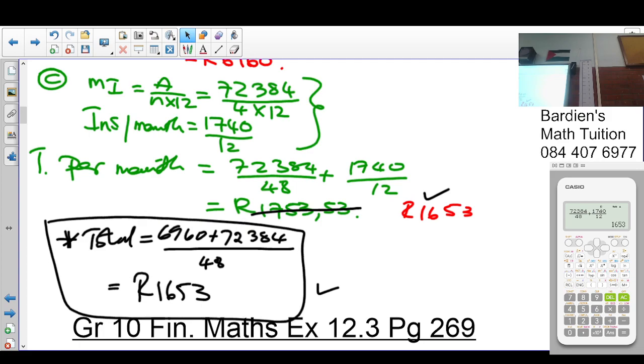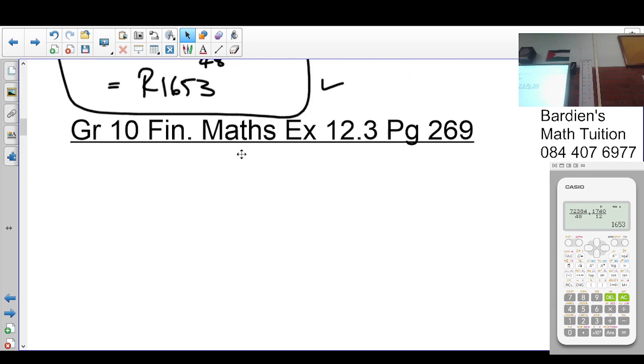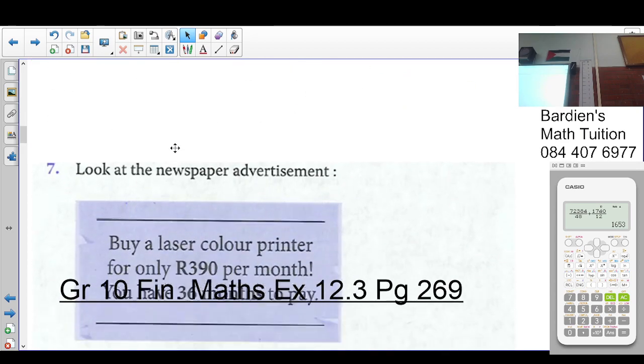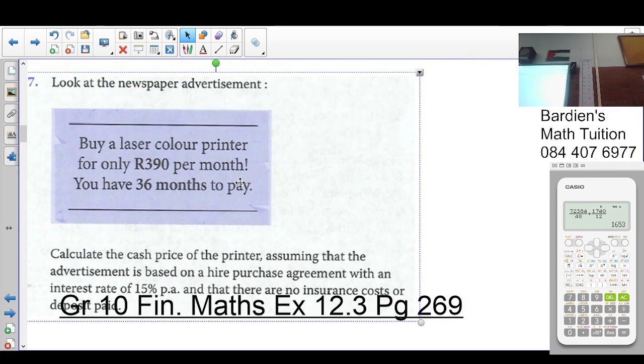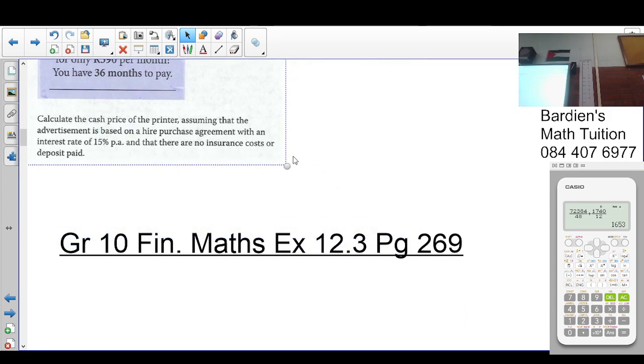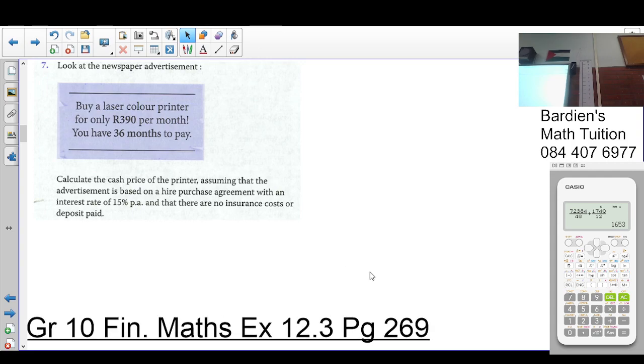Okay. Otherwise, there's also an alternate method to have done the calculation. Okay. People, number 7. Look at the newspaper advertisement. We are told that this one is a bit smaller. Buy a laser color printer for 390 rand per month. You have 36 months to pay. Calculate the cash price of the printer, assuming that the advertisement is based on a hire purchase agreement with an interest rate of 15% per annum, and there are no insurance costs or deposit paid.